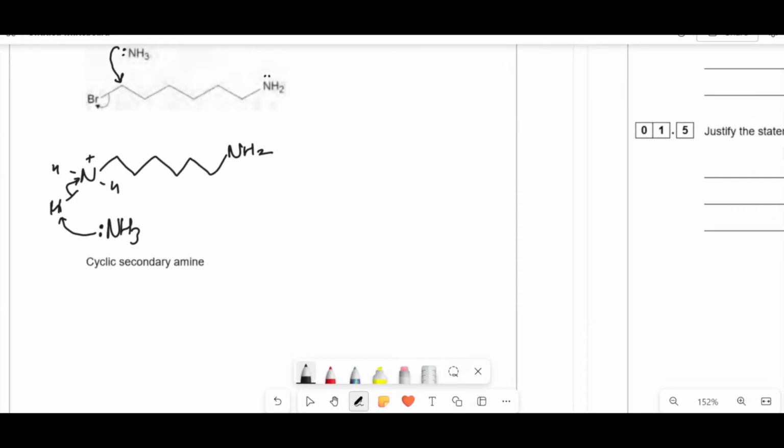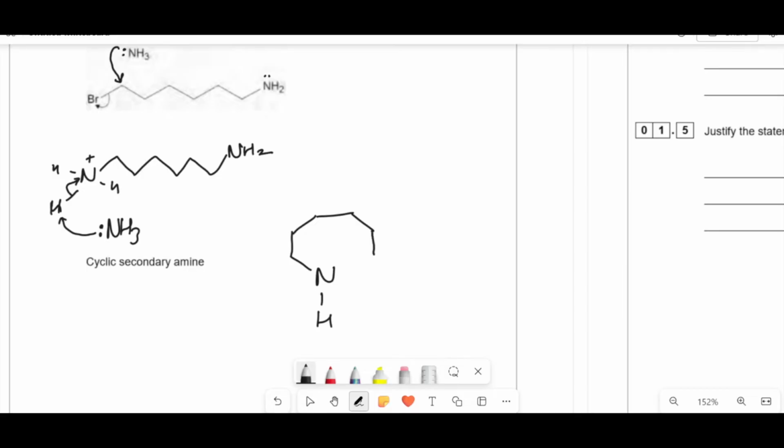So what happens is you end up with NH, and then the rest of it stuck together. So it's 1, 2, 3, 4, 5, 6 carbons. So what we end up getting is an NH with 6 carbons coming out. So 1, 2, 3, 4, 5, 6, like that.